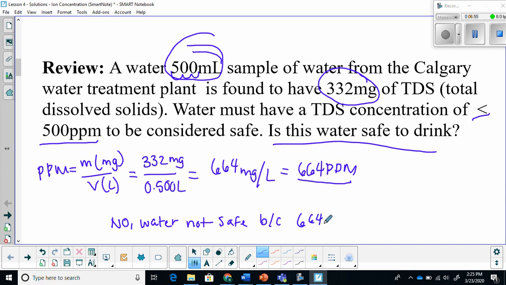Because 664 ppm is greater than 500 ppm, so it doesn't meet the requirement. It needs to be lower. That says ppm there. This new system, it's not going so well for me.